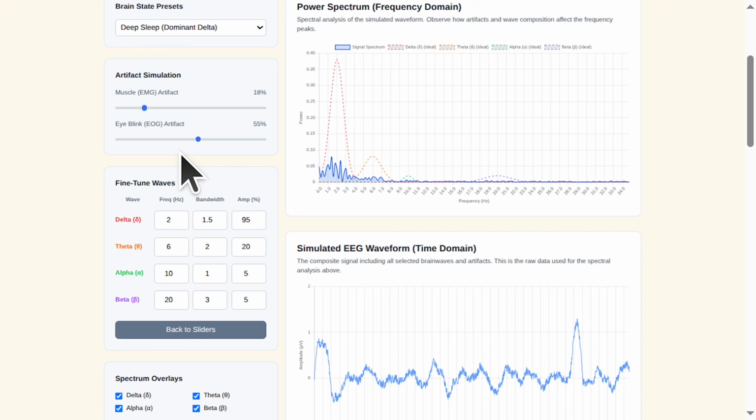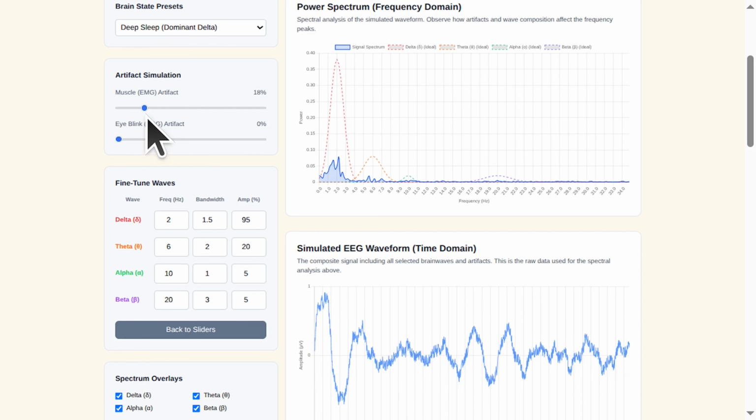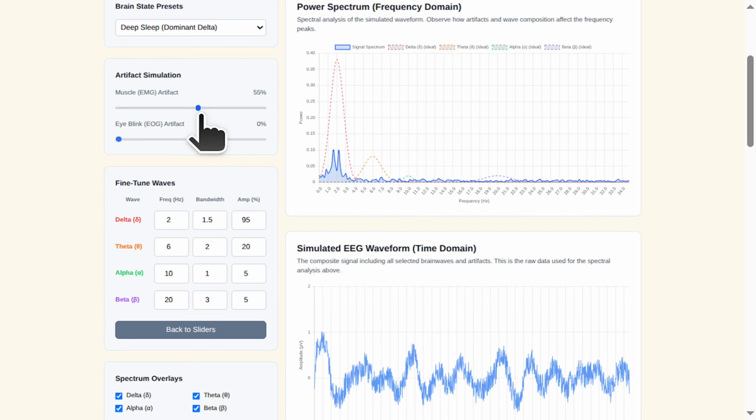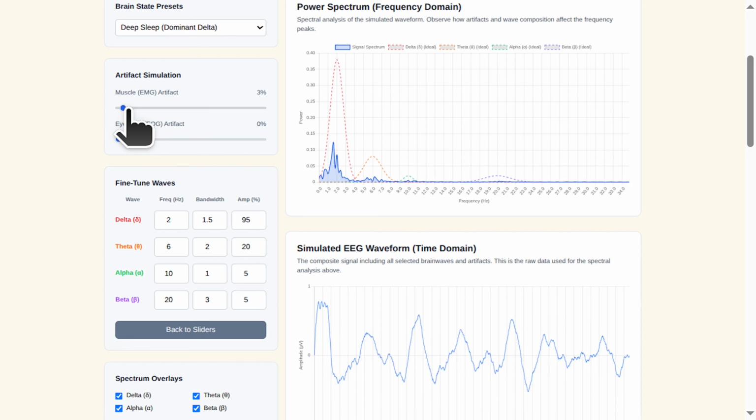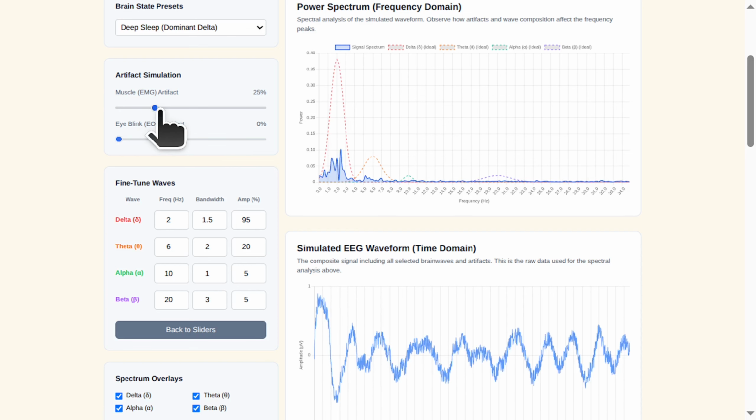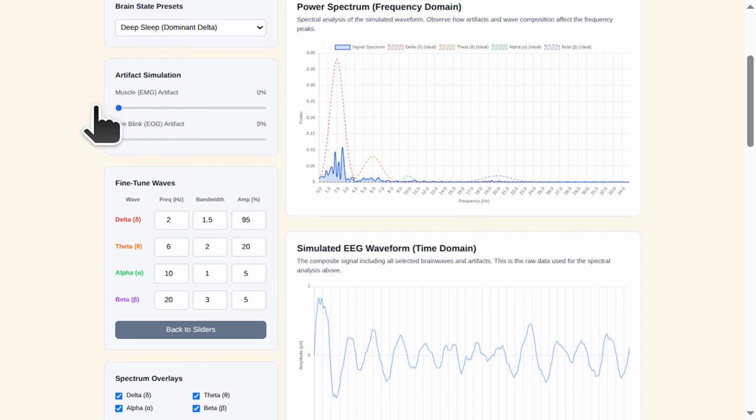In real EEG recordings, you often pick up electrical noise that isn't from the brain. Things like muscle movements, EMG, or eye blinks, EOG. This simulator lets you dial those in. Try adding a lot of EMG. You'll see a lot of fast, chaotic noise on the signal and a broad hump across higher frequencies on the spectrum. So I can make my simulated brain signal look like it's having a seizure while also trying to read a very blurry menu. Fascinating.